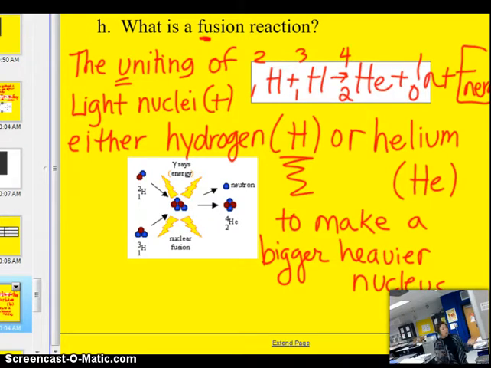The problem, however, is that in a fusion reaction, the temperatures that it requires to bring these nuclei together, it's just not practical. We can't do it. We've been unable to do pure fusion reactions. And the energy that's released is so much that it's hard to contain. So fusion reactions are very difficult right now. They're not used as power sources, okay?